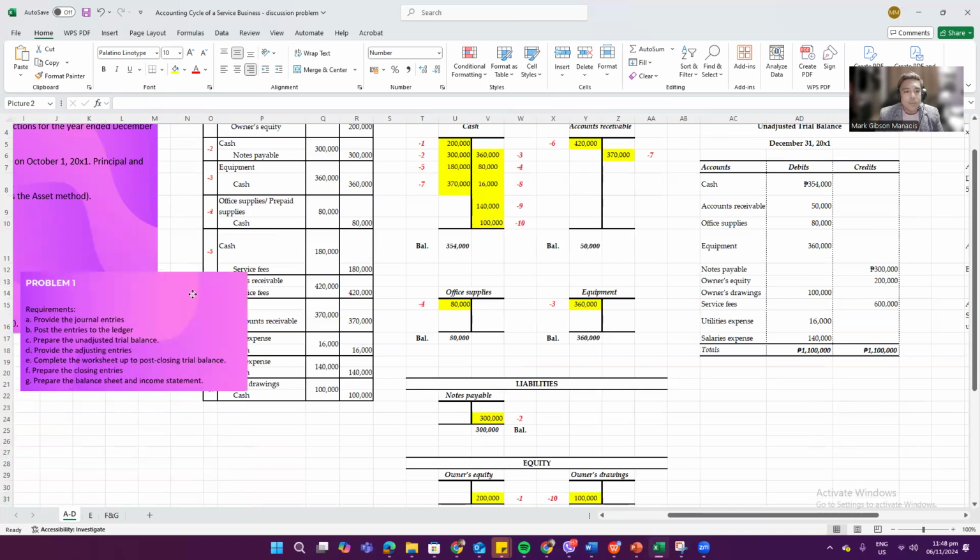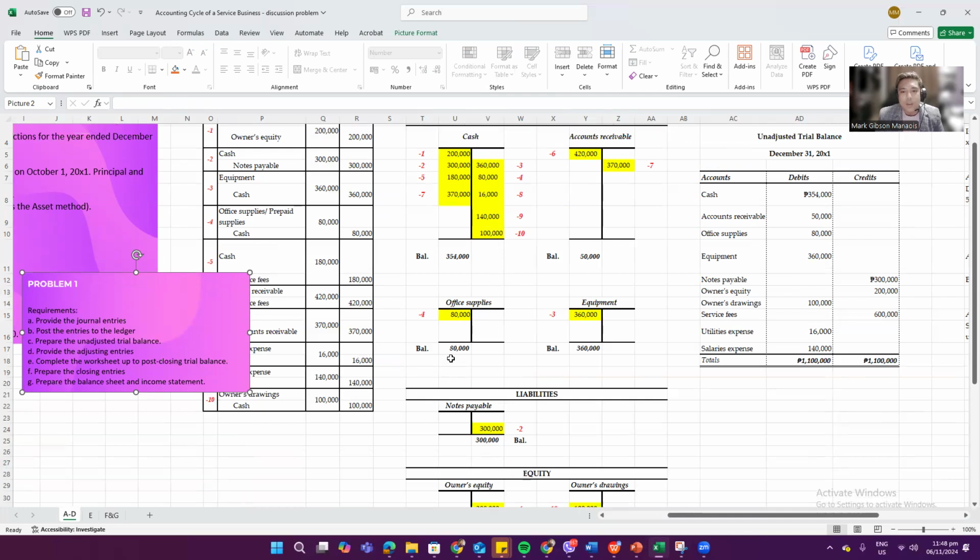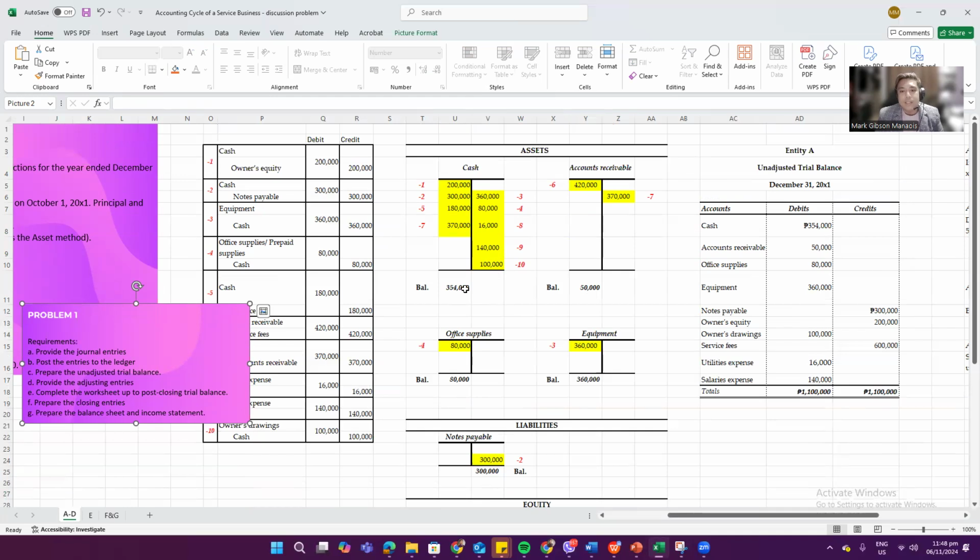In order for us to do requirement C, which is to prepare the unadjusted trial balance, all we have to do first is get the sum. So it's 354,000. Paano nakuha yon? So we have a total debit of 1,050,000 less 696,000. So we have a total of 354,000 debit. For accounts receivable, we have 50,000. So again, we're now going to prepare the unadjusted trial balance.